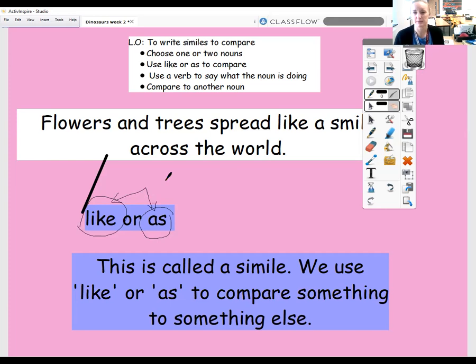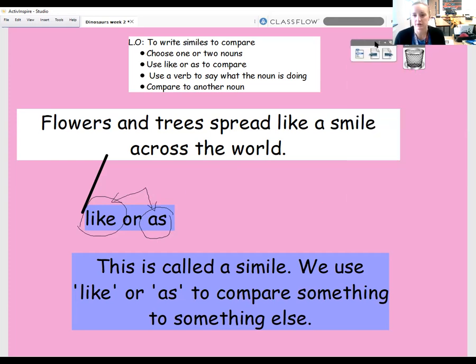So let me break that down. Hopefully on the screen here, you can see that I have got a sentence that I have taken from the story that we've just read. And it says, flowers and trees spread like a smile across the world. Okay, so here I've got the comparative like. So we're using like in my simile. And what we're doing is we're comparing the flowers and the trees to being similar to a smile that spreads across the world. Okay, so we're comparing the flowers and trees to a smile.